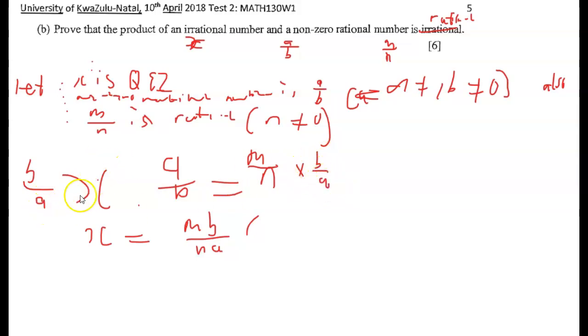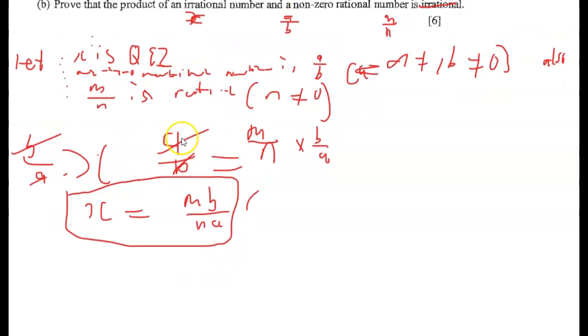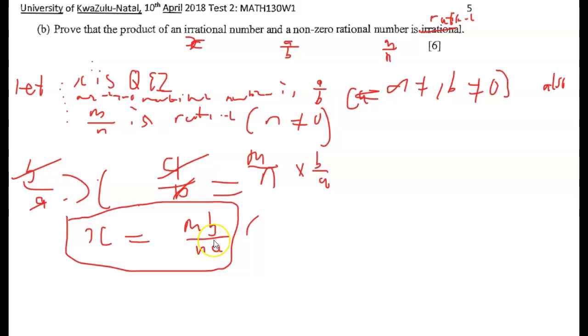Now why will this work? Well, b over a cancels out here, a cancels out there, so you're left with x, and obviously mb over na. However you want to do it, the most important part is we came to this answer. So this is clearly not an irrational number. It's rational, because this is how we proved it.